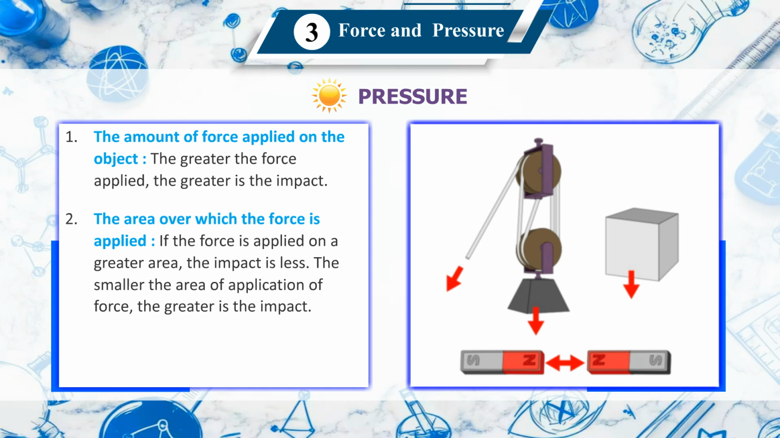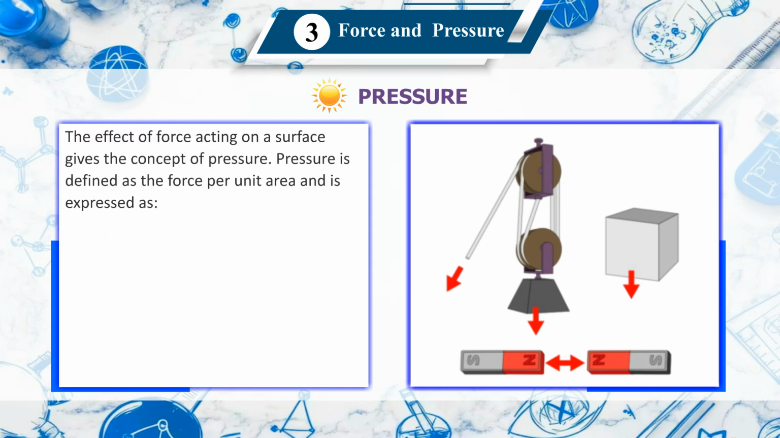If the force is applied on a greater area, the impact is less. The smaller the area of application of force, the greater is the impact. The effect of force acting on a surface gives the concept of pressure. Pressure is defined as the force per unit area and is expressed as pressure equals force upon area.